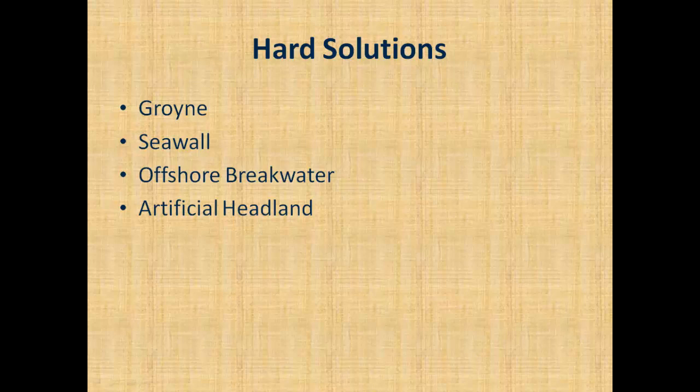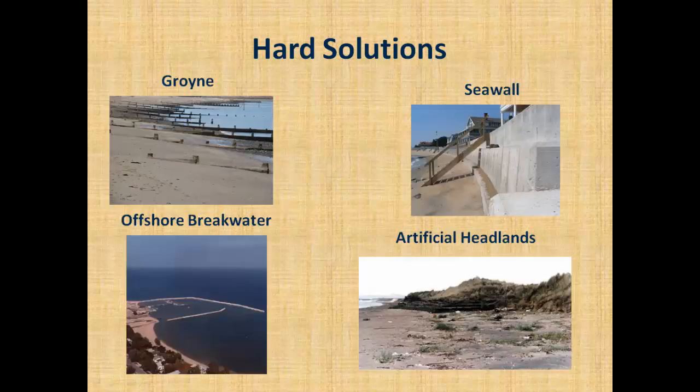Disadvantages: they're large. They can cause more erosion down drift, and they have poor stability against large waves. So large waves can just wipe them out, pretty much. Here are some pictures. You have the groin. This is what the groin looks like. Seawalls. Then you have offshore breakwaters and artificial headlands.